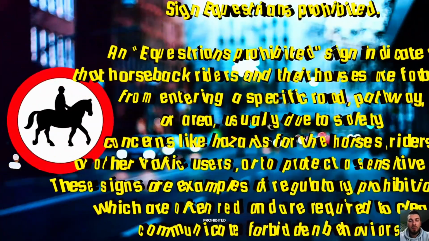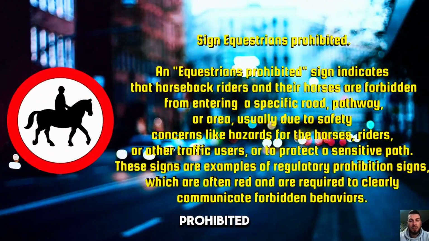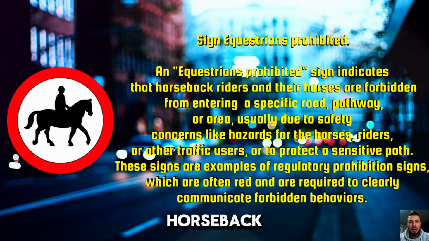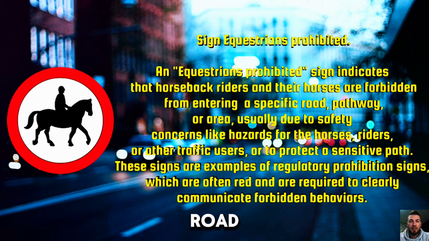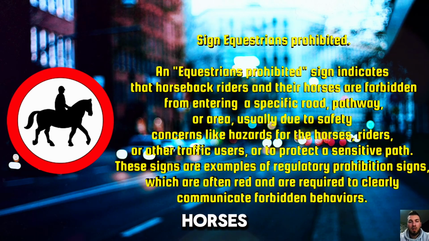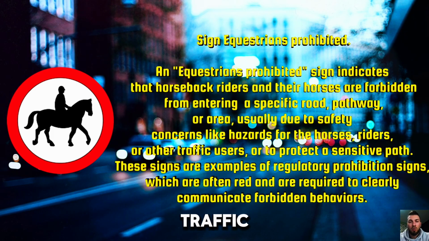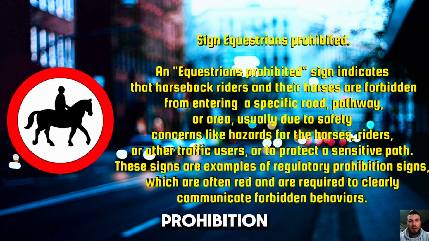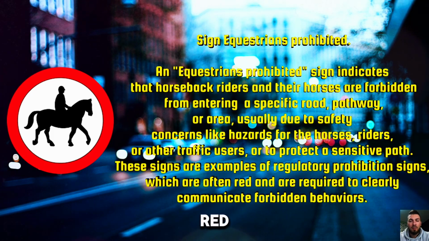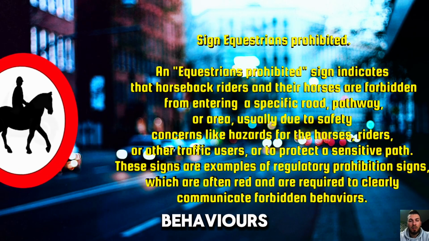Sign equestrians prohibited. An equestrians prohibited sign indicates that horseback riders and their horses are forbidden from entering a specific road, pathway, or area, usually due to safety concerns like hazard for the horses, riders, or other traffic users, or to protect a sensitive path. These signs are examples of regulatory prohibition signs, which are required to clearly communicate forbidden behaviors.